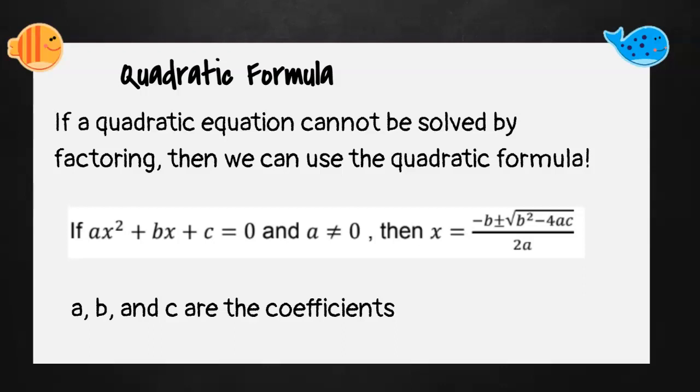Everyone, so today we're going to talk about the quadratic formula. Now, if you have a quadratic that cannot be solved by factoring, we can go ahead and use the quadratic formula. Make sure your equation is in standard form, and then you can use the equation that you see, where x is equal to the opposite of b plus or minus the square root of b squared minus 4ac all over 2a.